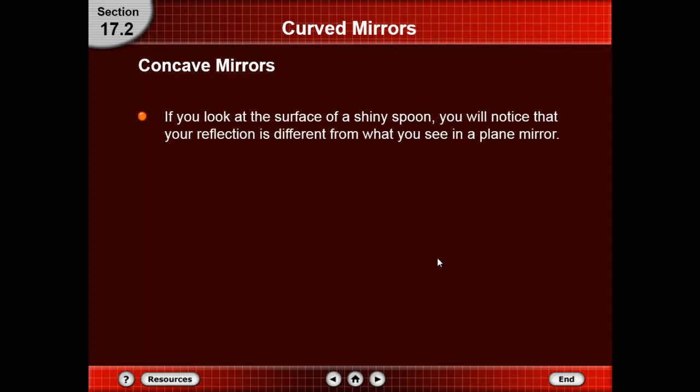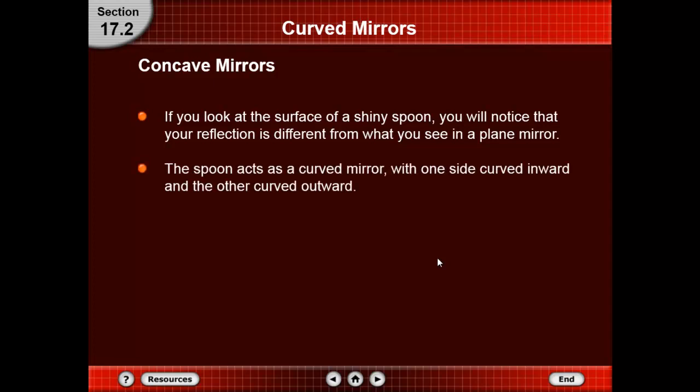Concave mirror. At the beginning, we'll talk about the concave mirror. If you look at the surface of a shiny spoon, you will notice that your reflection is different from what you see in the plane mirror. In the last lesson, we talked about the plane mirror, and how the image is reflected and refracted from it. The spoon acts as a curved mirror.